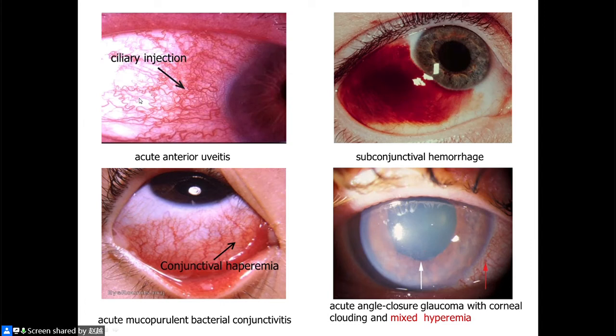Look at the pictures. The first picture is acute anterior uveitis, presenting with ciliary hyperemia. The second picture is subconjunctival hemorrhage. The third picture is acute mucopurulent bacterial conjunctivitis, presenting with conjunctival hyperemia. The last picture is acute angle closure glaucoma, presenting with corneal clouding and mixed hyperemia.